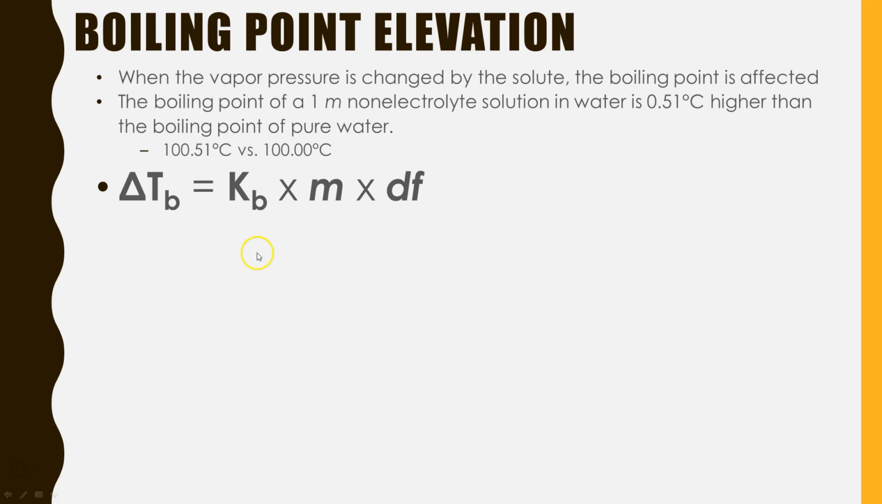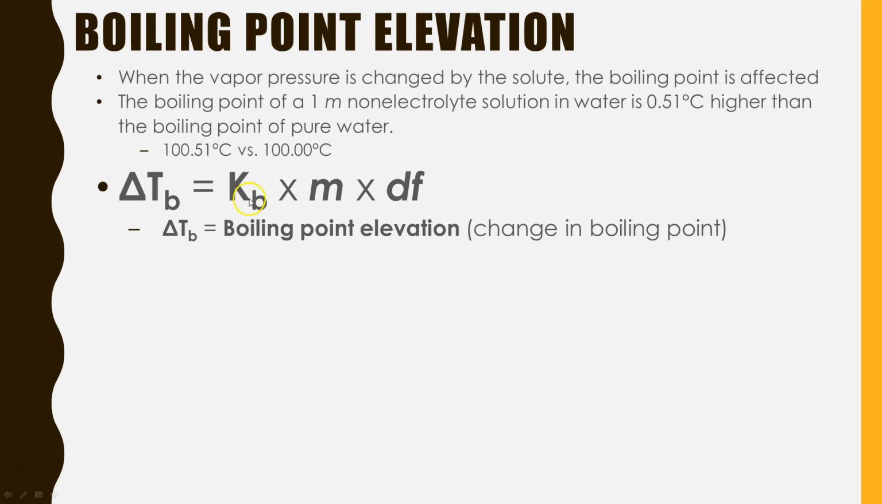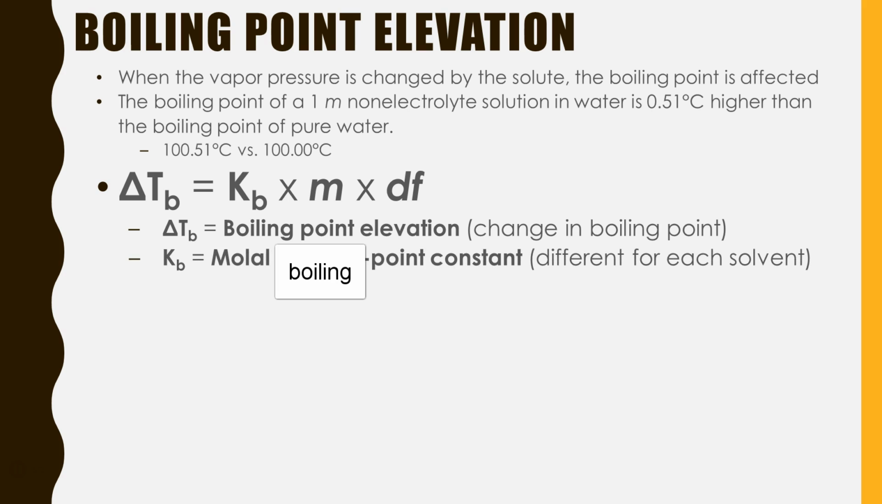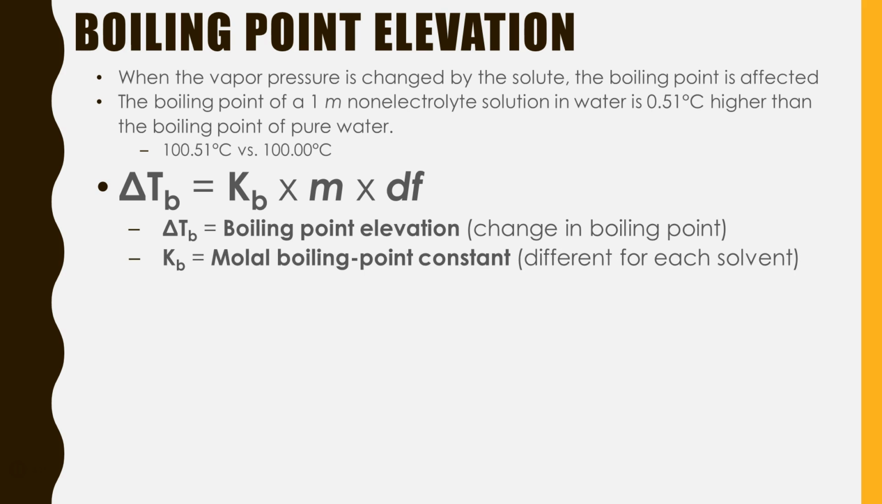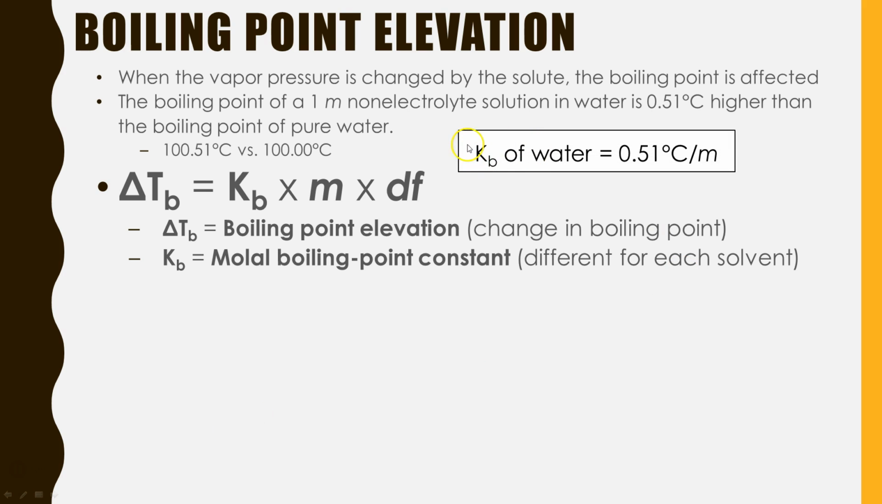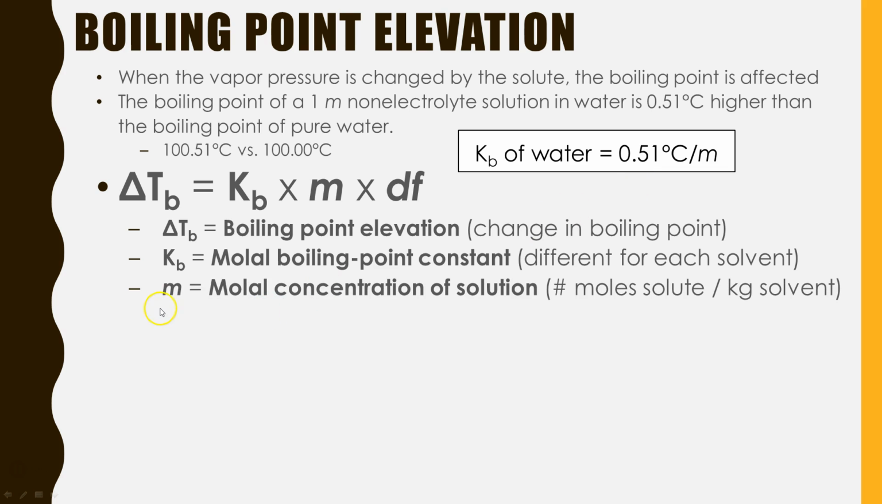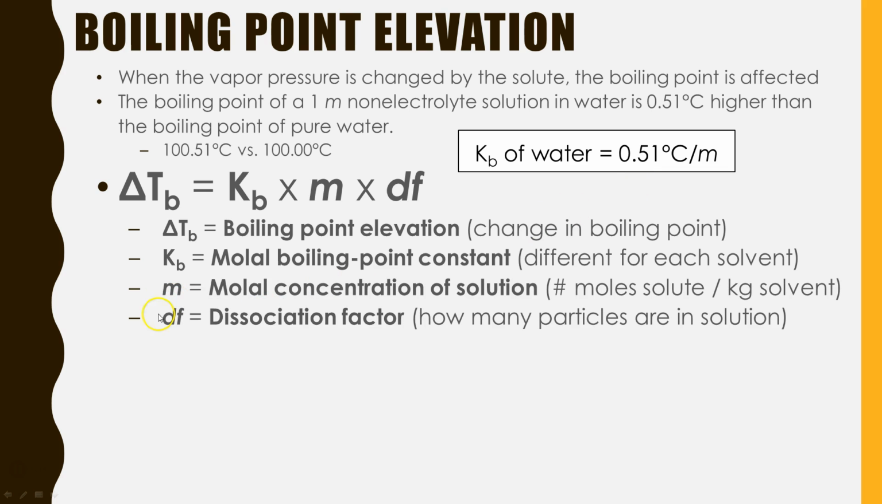Our equation is somewhat very similar. Delta T sub B equals K sub B times M times dF. So this one is going to be the change in the boiling point. Again, not the new boiling point, just what the existing boiling point is going to be changed by. K sub B is going to be our mole boiling point constant. Again, that's going to be different for each solvent. In this case, the K sub B of water is 0.51 degrees Celsius per mole concentration. M is the mole concentration, and dF is the dissociation factor.